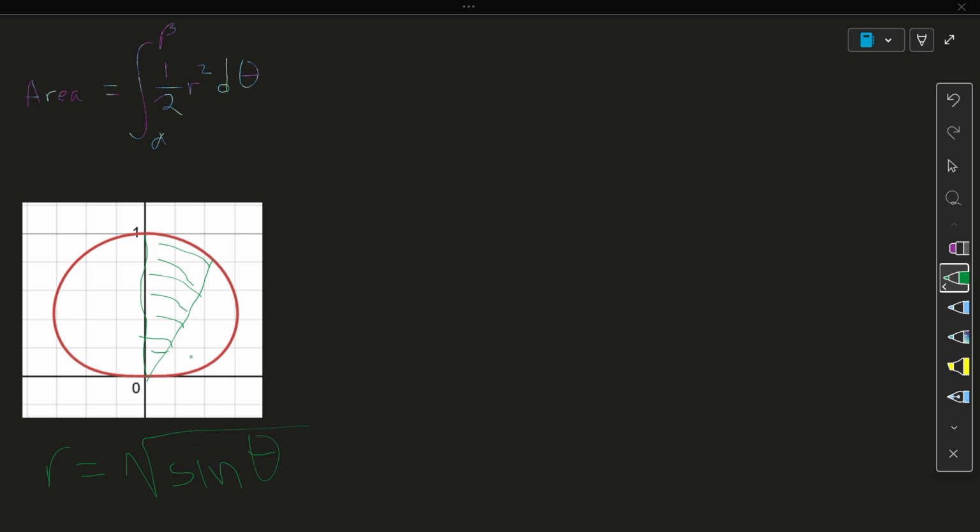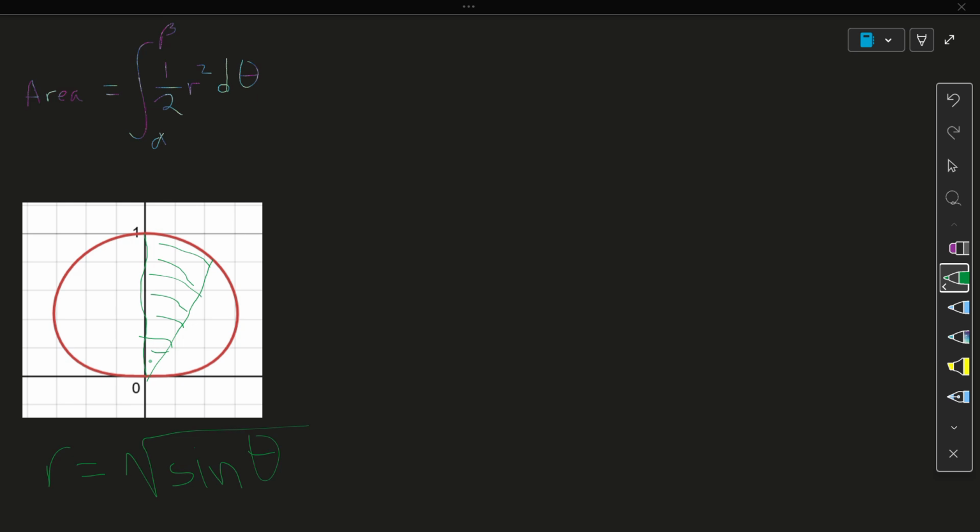So I have a polar graph here that I got from Desmos. This is the graph of r equals the square root of sine theta. It just looks like a squished circle, but that's kind of beside the point. Now we're trying to find the area of this segment right here.